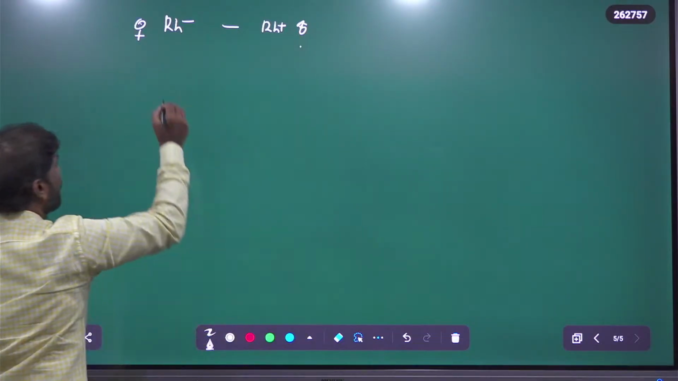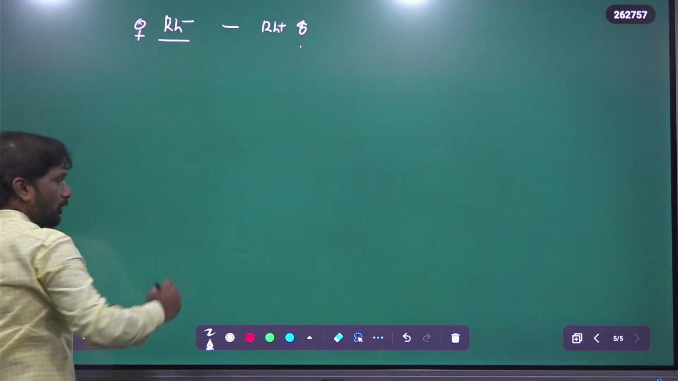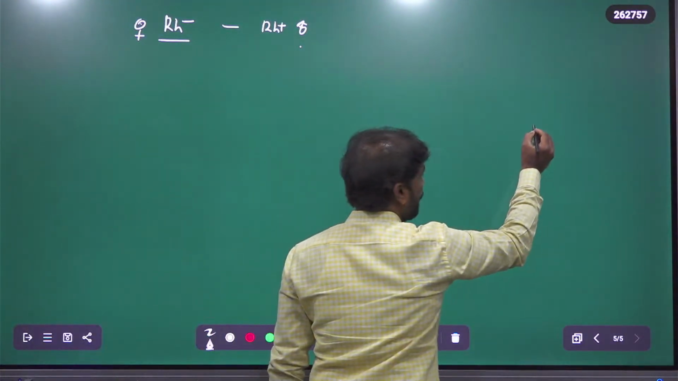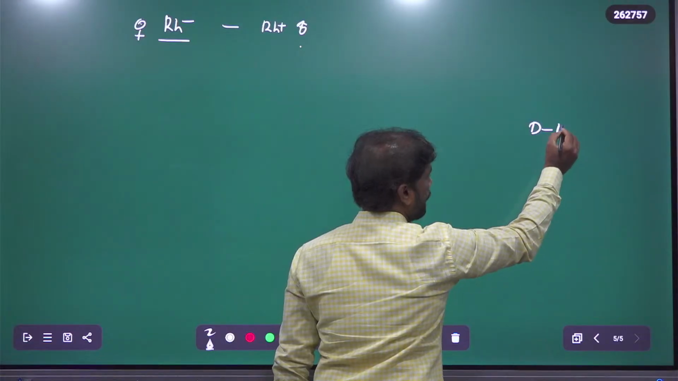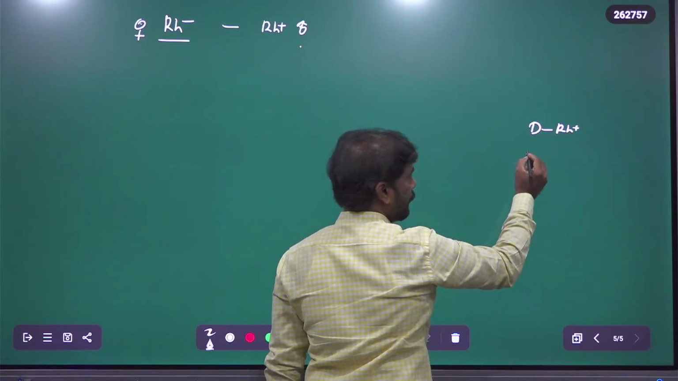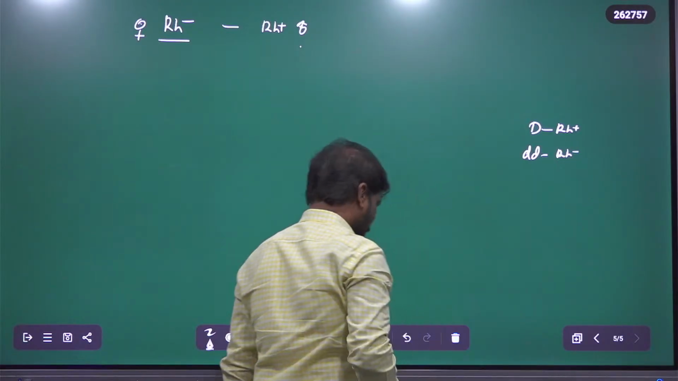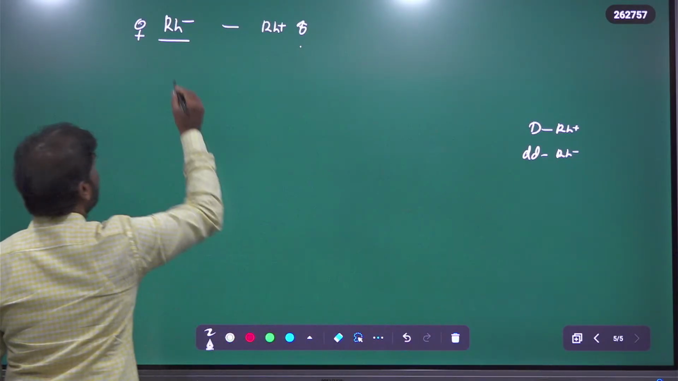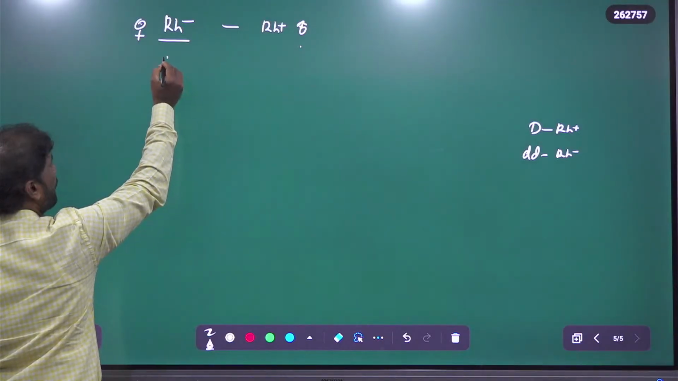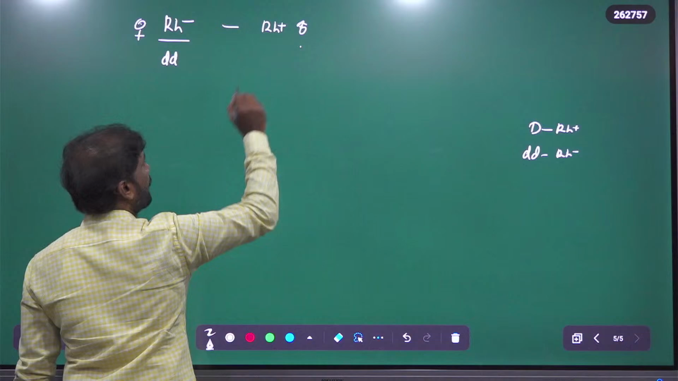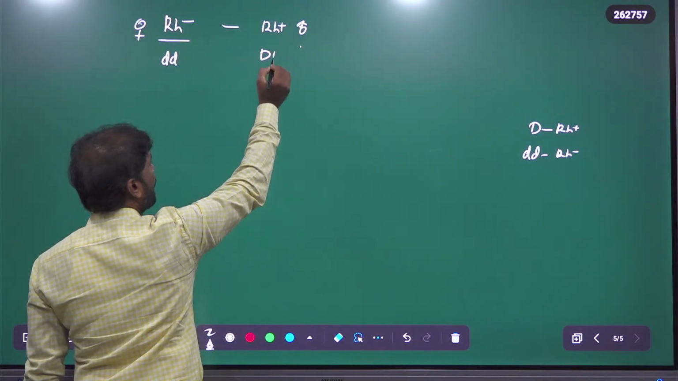Already we can discuss this according to the scientists Fisher and Race. Here a capital D indicates Rh positive, and a small d indicates Rh negative. Same thing you can write here: negative means small d, small d, and positive means capital D, capital D.